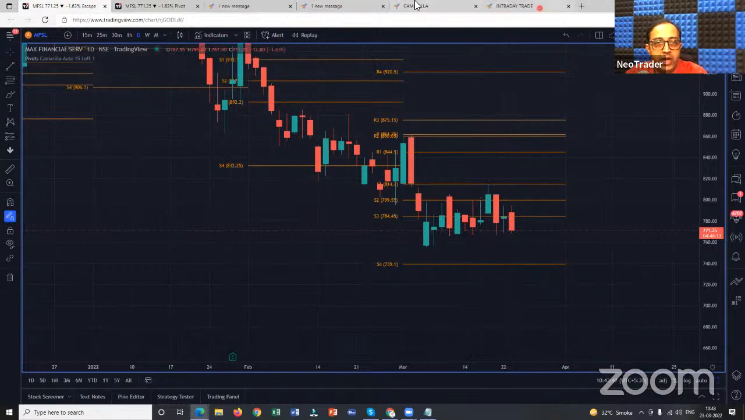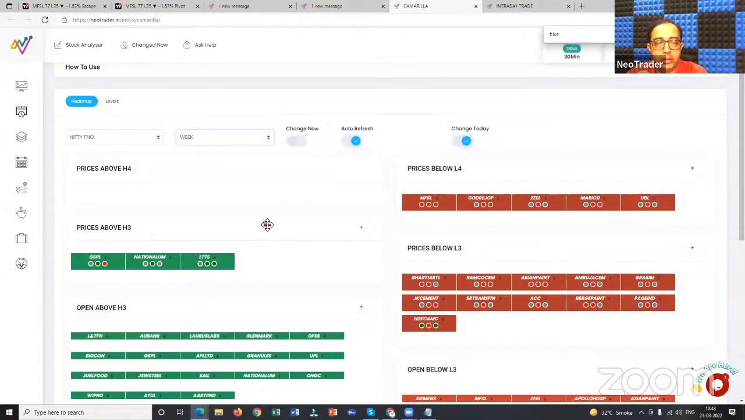Now, what happens when you get a setup here? You know that yes, this stock is weak. This stock is moving below important levels. So I can target it for a sell candidate, right?